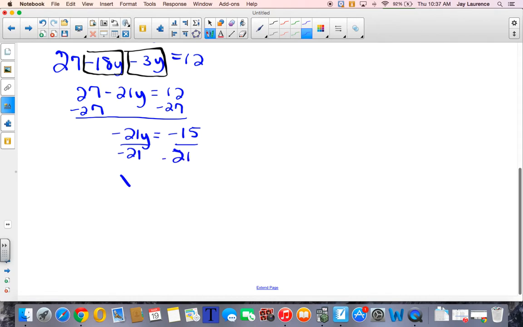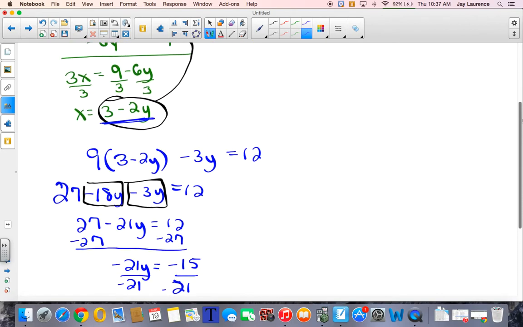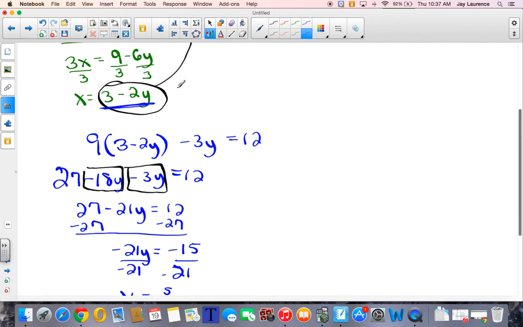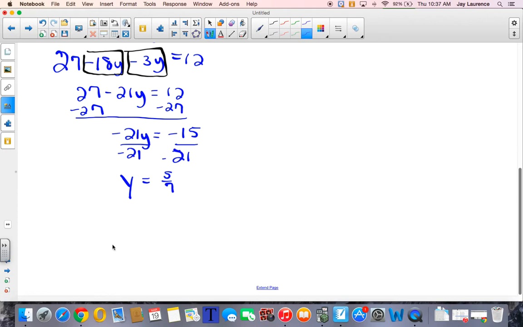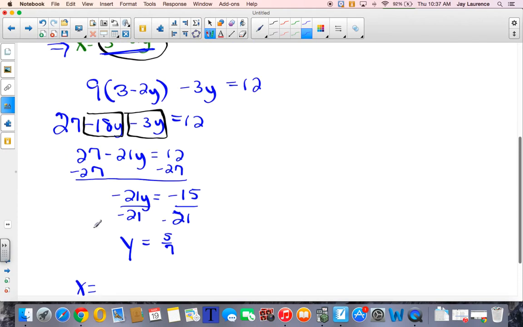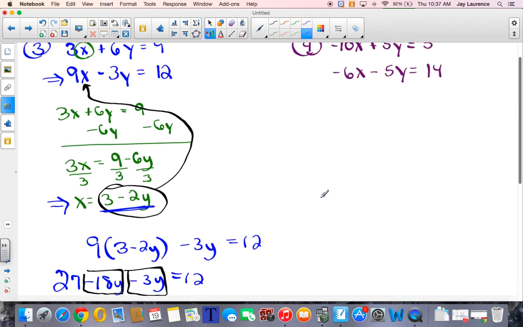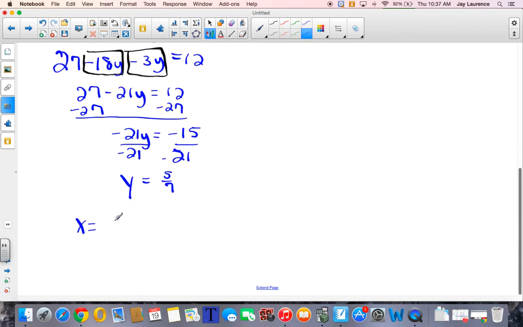Okay, y will equal, that'll be a positive, and I'm going to divide by 3, and I think I'm going to get 5/7. All right, so now I know the y coordinate of my solution is 5/7. I think the easiest place to substitute would be in this one, because x is already alone. And so I'm going to have x equals, what was it? 3 minus 2y? Yeah, 3 minus 2y. Okay, so 3 minus 2y, and y is 5/7.